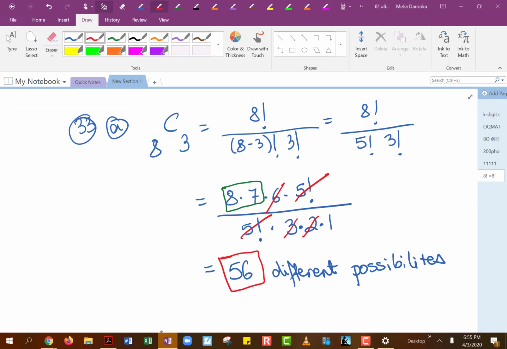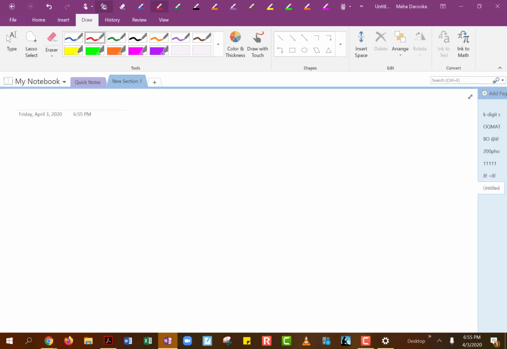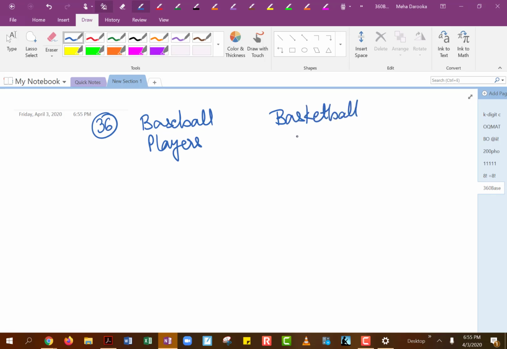we have baseball players and we have basketball players. Okay, so they are telling us we are choosing 4 out of 12 baseball players. So out of 12, we are choosing 4. And then from basketball, it's 9. We are only choosing 3 of them.